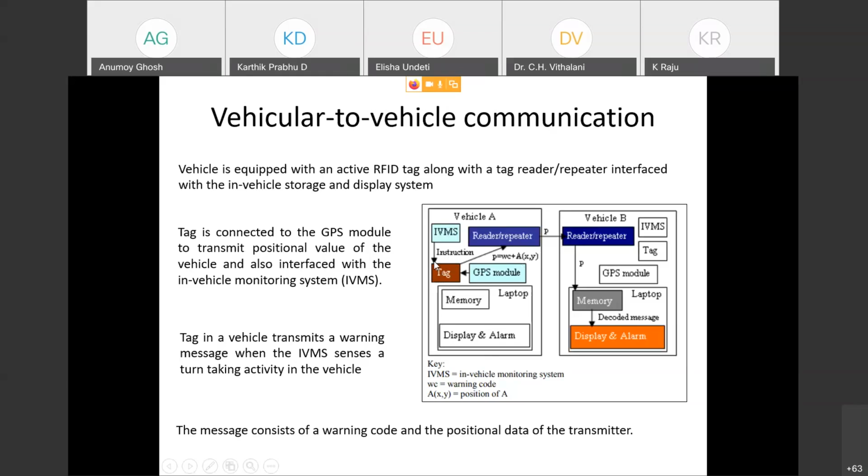I am taking a turn. So I am taking a turn. That warning code is 10. I'll be pushing a brake. That warning code says 01, because suppose I am moving at 60 km per hour.